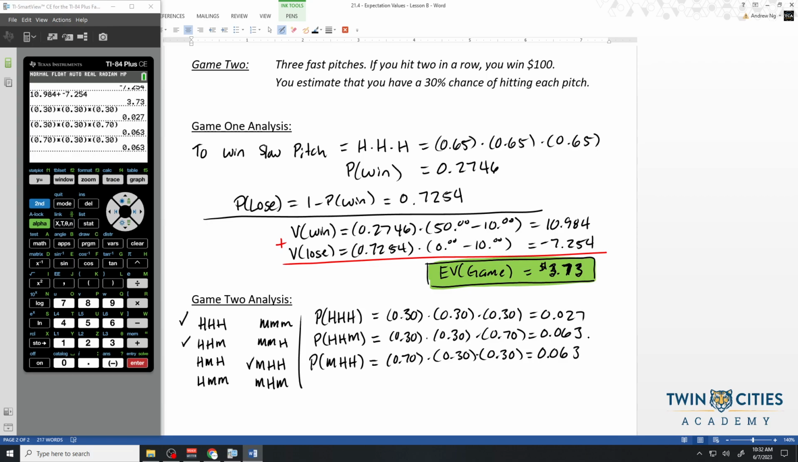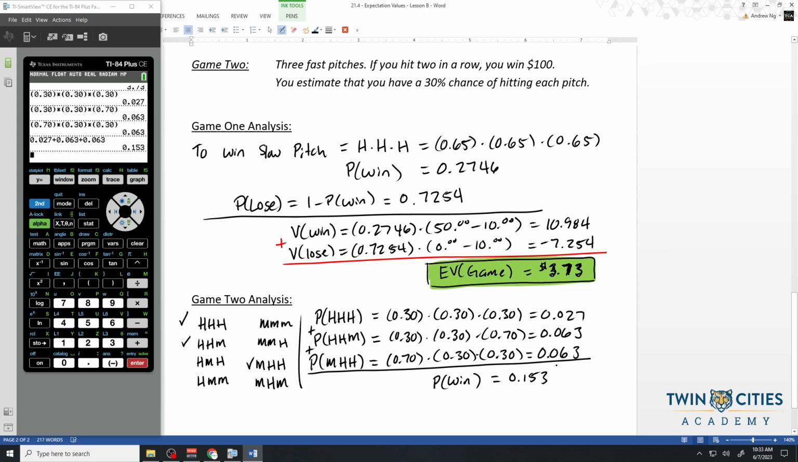So these are the 3 ways I could win. I've calculated the probability of each of these ways I could win occurring, which means that the probability of winning in general is adding these together. So the probability of getting a win is 0.027 plus 0.063 plus another 0.063.